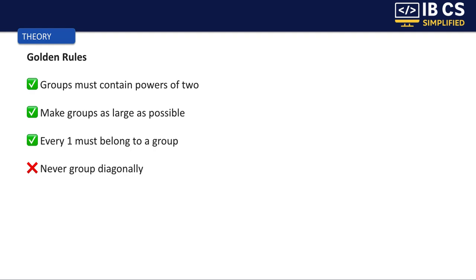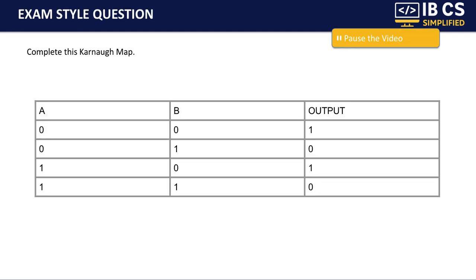So, golden rules. Groups must contain powers of 2. Make groups as large as possible. Everyone must belong to a group and never group diagonally. So here is a practice question. Pause the video now. Draw the K-map yourself before watching the solution.